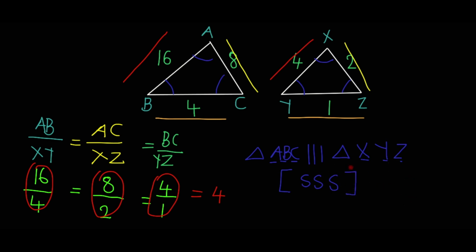The key thing is to identify the corresponding sides, then find their ratios, and substitute their values to prove that indeed they are equal. So if they are equal, it means your triangles are similar.